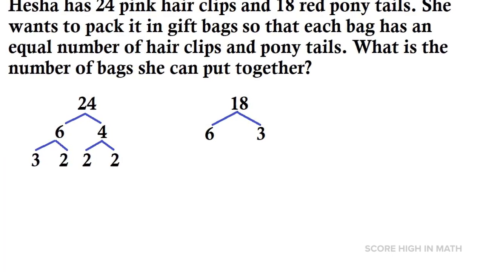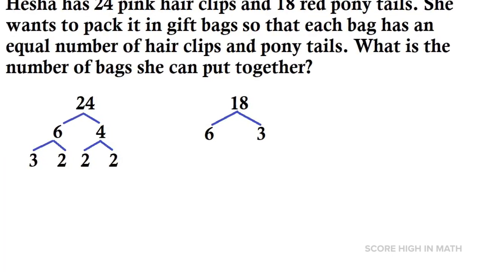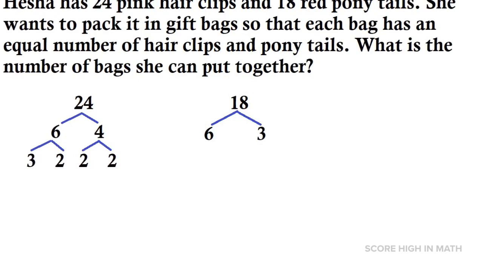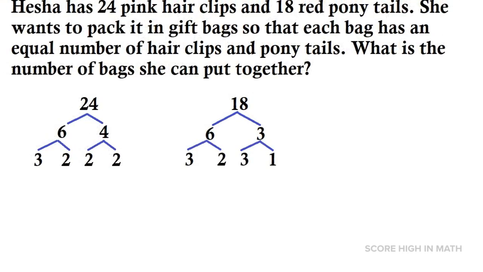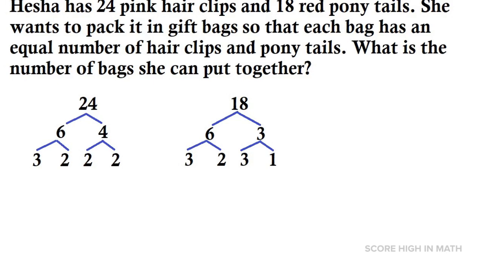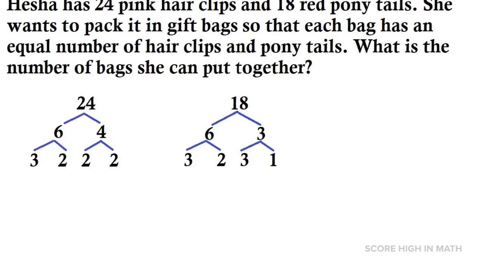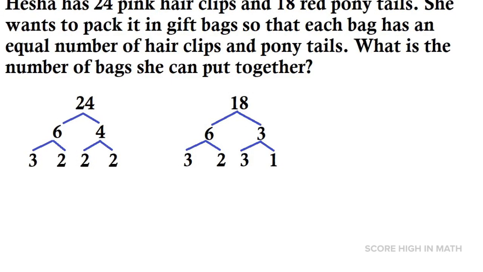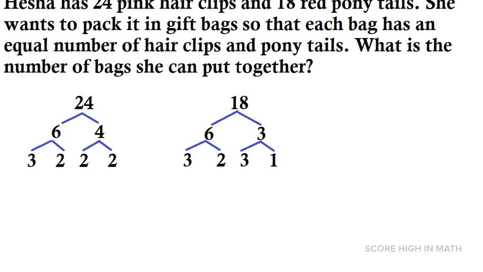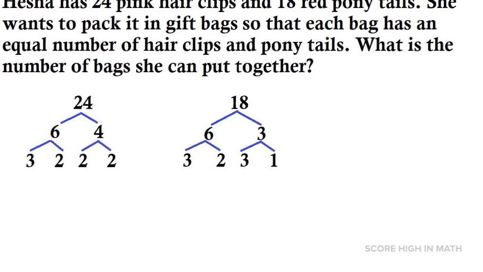Now, let us work on number 18. The factors of 18 are 6 and 3. And the factors of 6 are 3 and 2, while the factors of 3 are 3 and 1. All of these numbers are now prime factors because they cannot be multiplied by any number except 1.